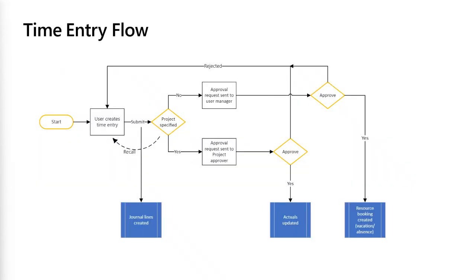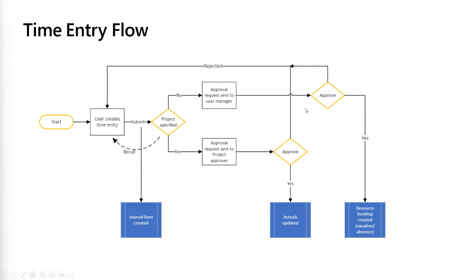From a time entry flow perspective, a user creates a time entry. Depending upon whether it's a project-specific time entry or non-project-specific, the approval mechanism changes. If it's non-project, the approval request is sent to the user's manager, which you can set up in the Power Platform Admin Center. If it's project-specific, then it goes to one of the project approvers.